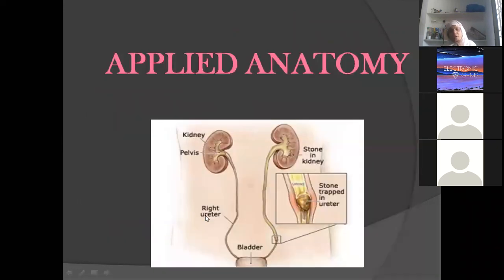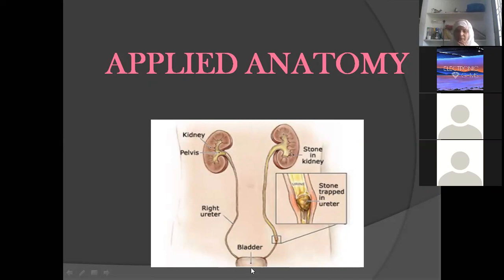Okay? So that is all about ureter. Hope you understood? To summarize, I told you it's overall 25 centimeters in length, 3 mm in breadth. It has abdominal part and pelvic part. Everywhere I asked you to read the relations. What are the relations anteriorly? Right it is different, left it is different.